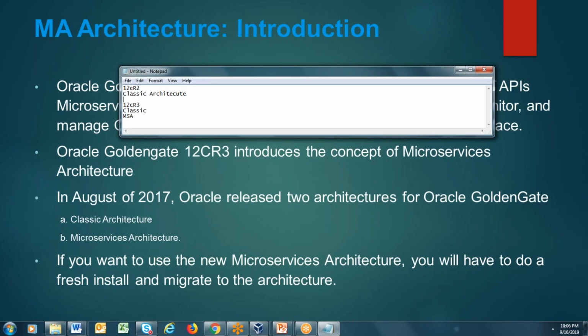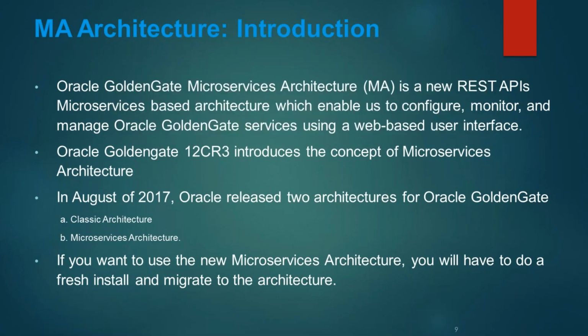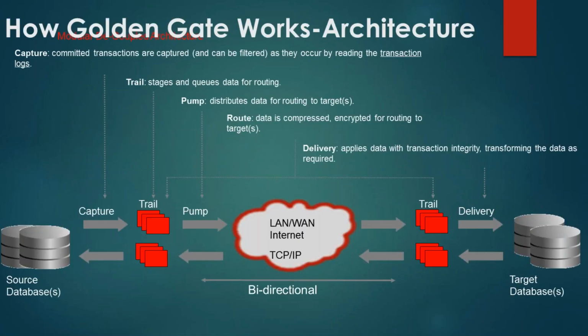Now another thing which people get confused about is integrated and classic. We are right now talking about overall architecture. So integrated and classic still exist, and they exist in classic architecture as well as microservices architecture. But remember, classic and integrated are the types of your extract and replicat. They are not types of your architecture. I again repeat, classic and integrated extract are types of extracts. Classic and integrated replicats are types of replicats, but they are not architecture.